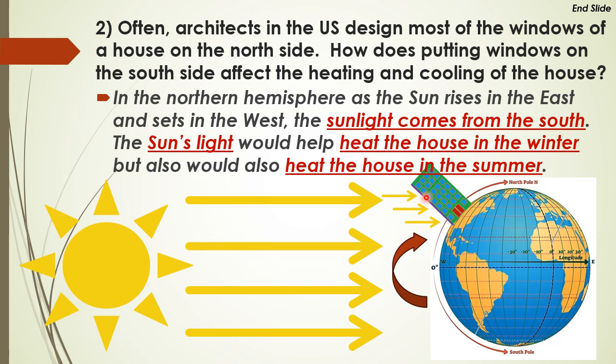But since the earth is curved, the building is actually tilted up a little bit compared to the sun, and it always hits the south side. So putting windows on the south side uses the process of radiation to transfer heat into the building, which is good for the winter, but not so much for the summer.